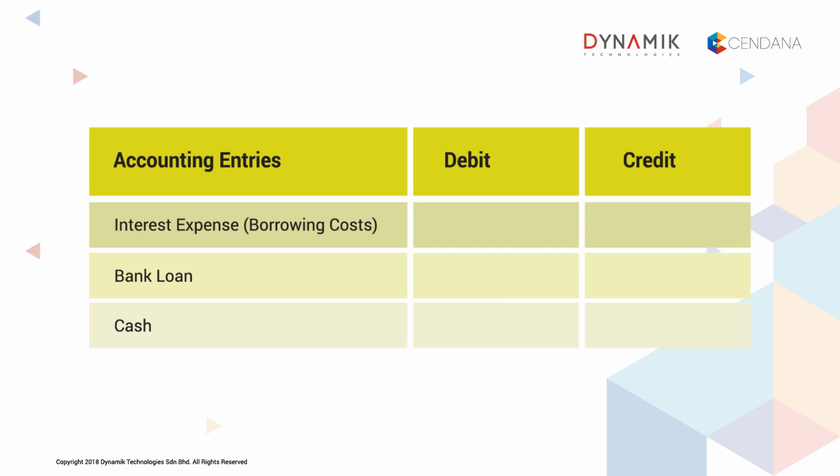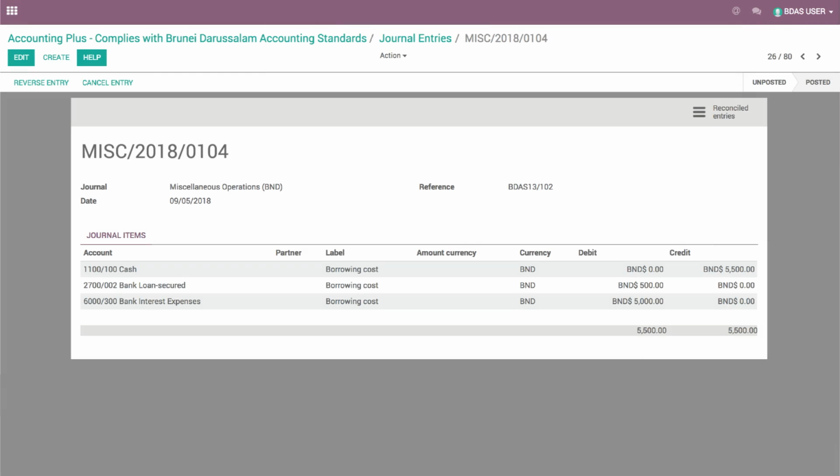The following accounting entry will need to be recorded to account for the interest expense accrued: debit the interest expense or borrowing cost for $5,000 and debit the bank loan for $500. Credit will be cash for $5,500. Completed journal entry transaction will look like this, where debit transactions is divided into two under bank loan secured and bank interest expenses with the amount $500 and $5,000 respectively. Credit will be the cash with amount $5,500. Do note the journal ID for future reference.